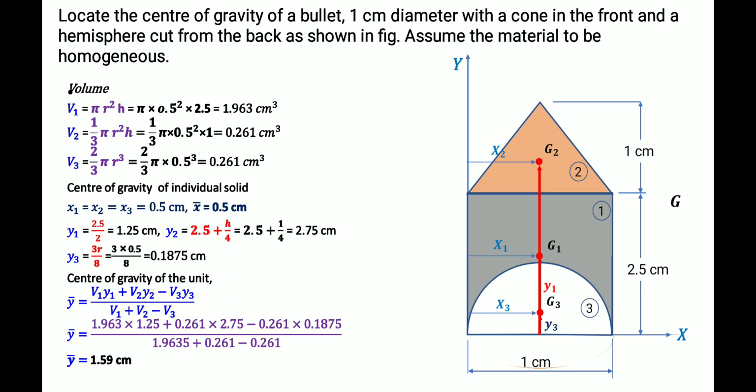So we got all the values. Then we can substitute in this formula, and we will get the value of y bar as 1.59. So the x bar value is 0.5 and the y bar value is 1.59. So this is the global centroid of the composite section, G, the total G. We draw the horizontal and vertical axes, which are the centroidal axes, the x axis and y axis. So this is the x bar value, 0.5. This is the y bar value, which we got as 1.59. Okay, we got the answer.